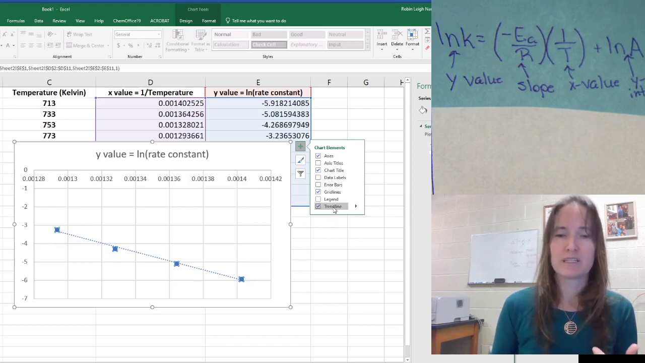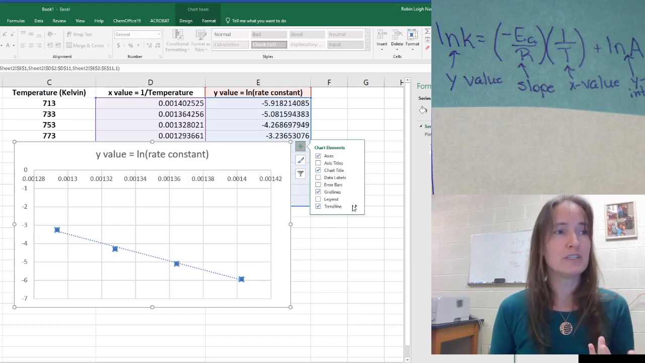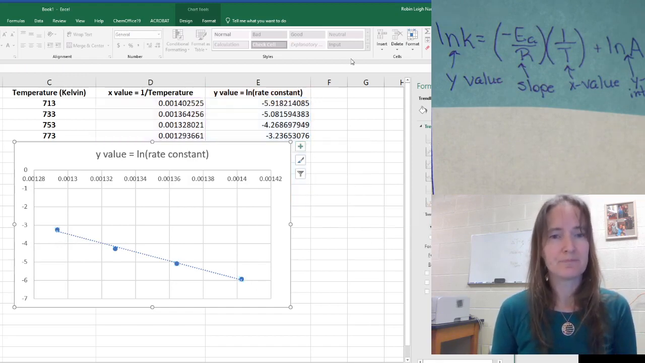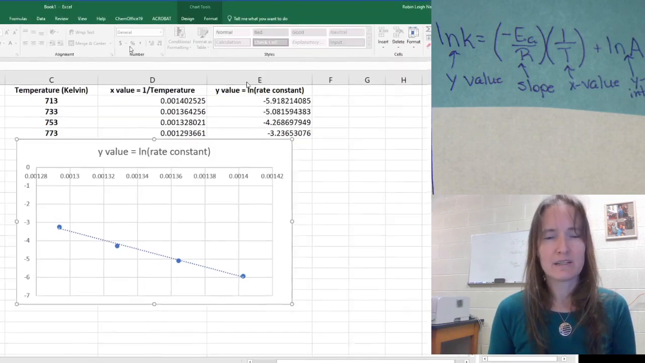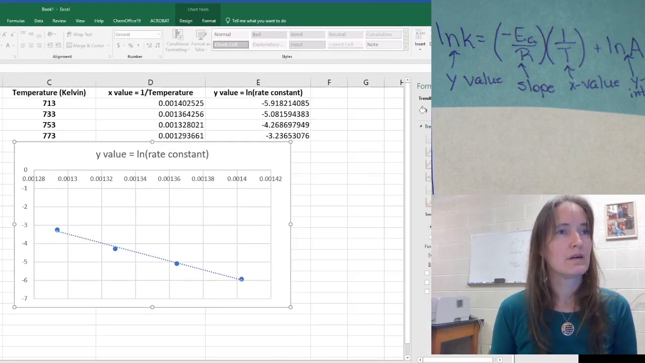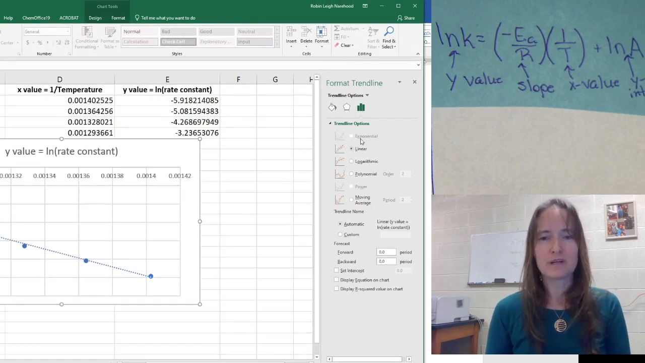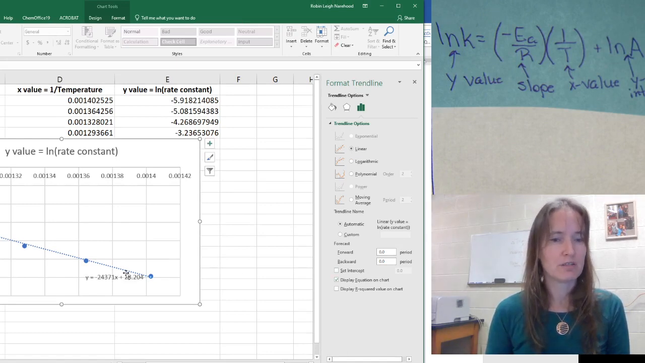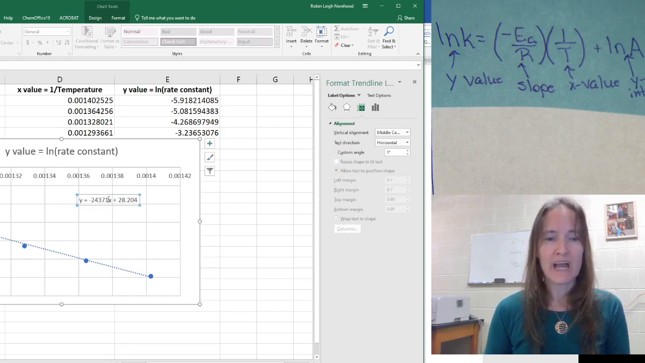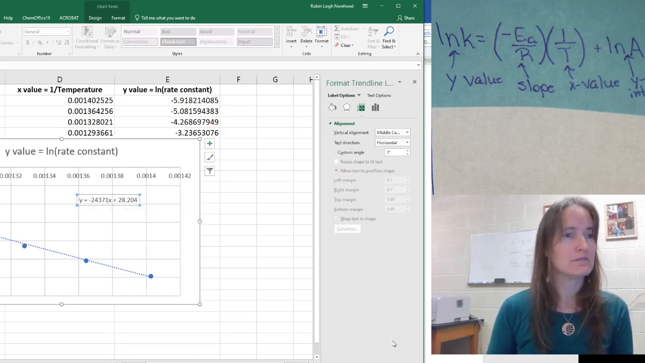And so we have a trend line, but what we want from any of these trend lines we create is we actually want the equation. And so we're going to go in and we're going to choose more options. I'm going to show you what the more options look like. And so you've got the format trend line options over here on the side. We need to display the equation on the chart.